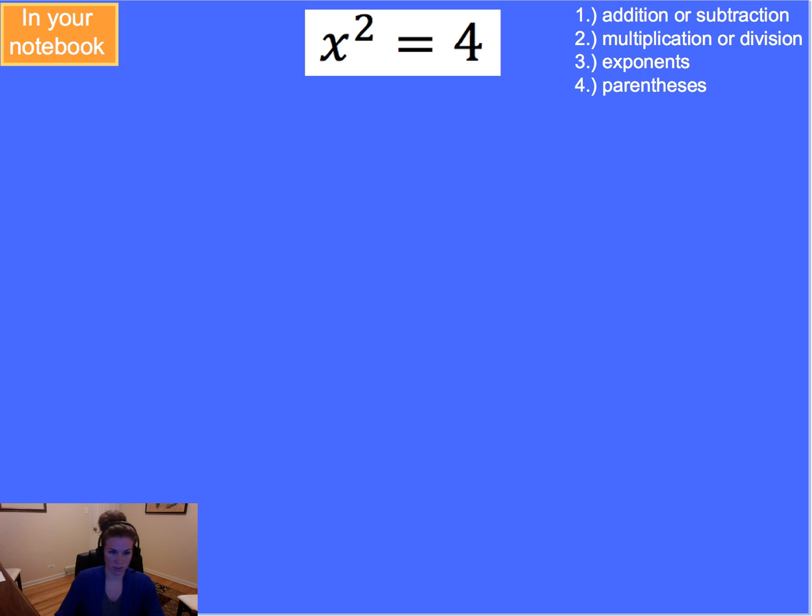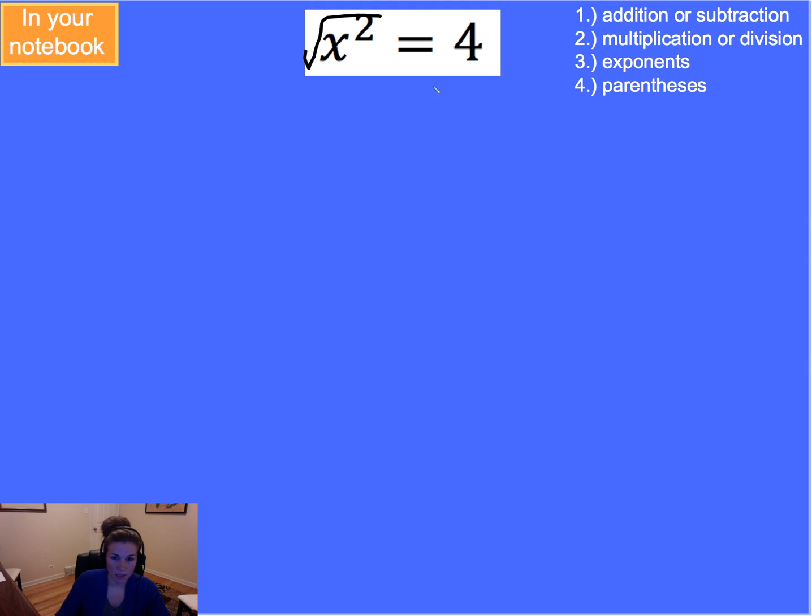So let's look at our first example here. We have x squared equals 4. So first we need to undo addition or subtraction. Well, if you look at the problem, there is no addition, there is no subtraction. So we can go to the next step, which is undoing multiplication or division. Again, there's nothing that's being multiplied, nothing that's being divided. So step 3 is to undo the exponents. Well, here I have x squared. So the inverse of x squared, of something squared, would be the square root.